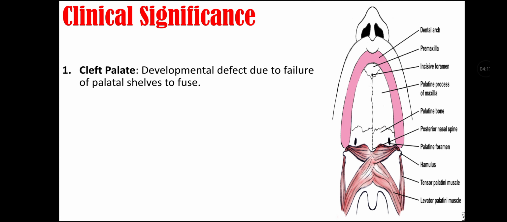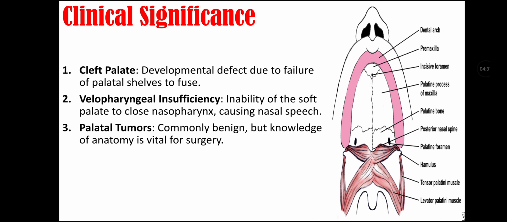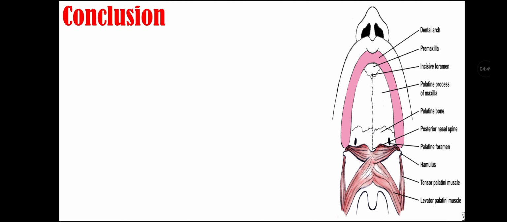Clinical significance of palate. First is cleft palate, that is a developmental defect due to failure of palatal shelves to fuse. Second is velopharyngeal insufficiency, that is inability of soft palate to close nasopharynx, thus causing nasal speech. Third significance is palatal tumor, that is commonly benign, but knowledge of anatomy is vital for surgery. Fourth significance is infection, as palatine tonsillitis or abscess may involve palate. Fifth significance is uvular deviation, as it is seen in vagus nerve lesion.